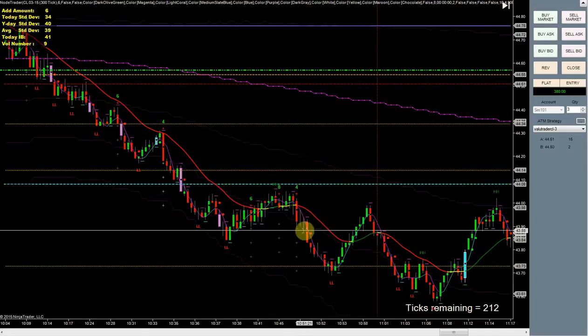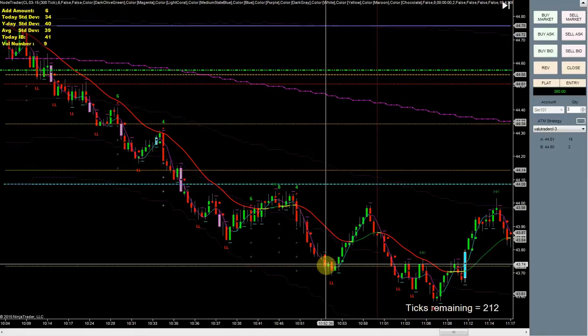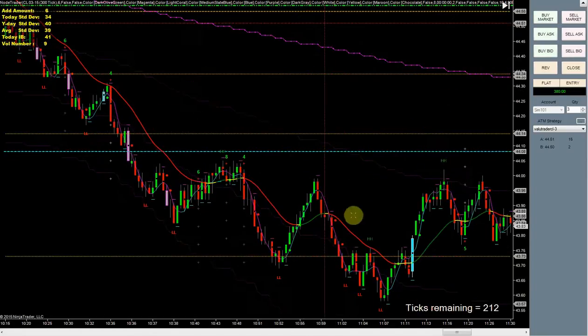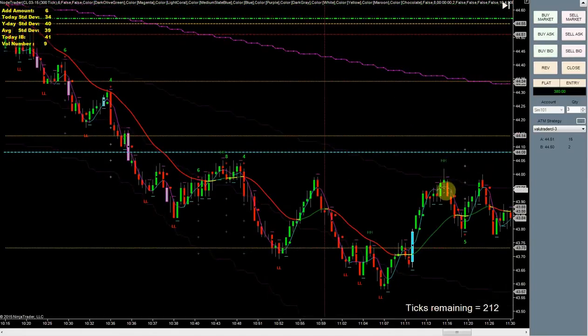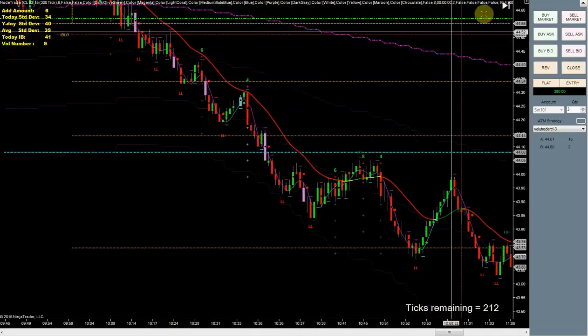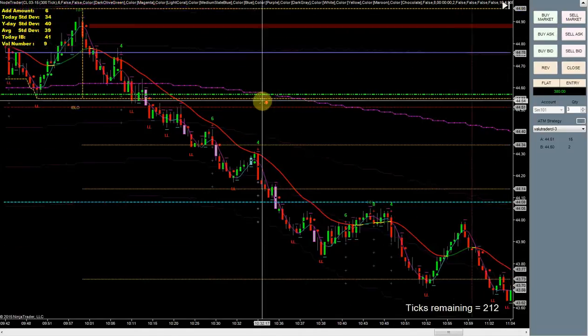If you would have held this one a couple bars, you would have got filled here, and that would have been a nice trade. You would have hit all of your targets. Let's see what else we have here. And actually I would have been done at that point.